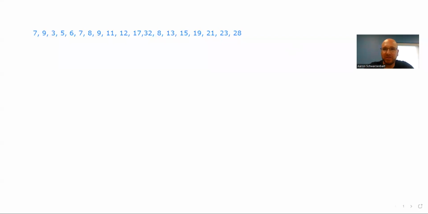Okay, today we are going to talk about finding a 5-number summary. And the first step in finding a 5-number summary is to put my data set in order. So I'm going to reorder this data set.